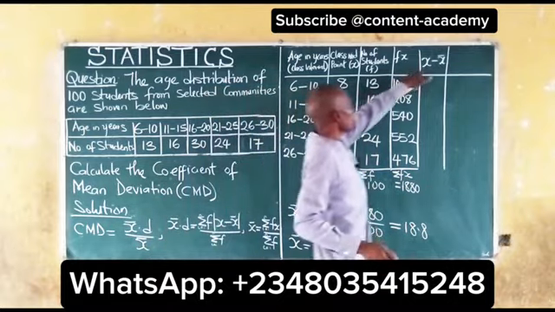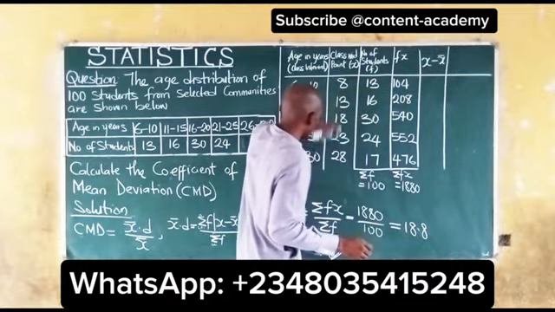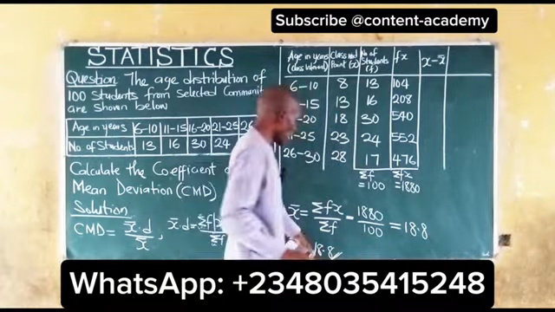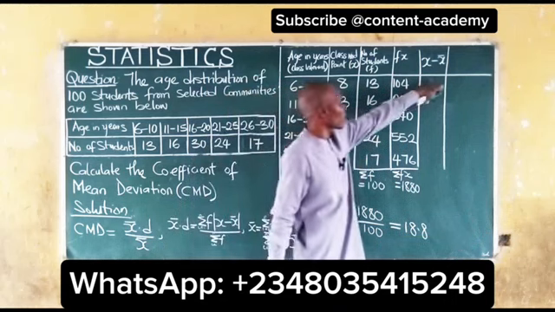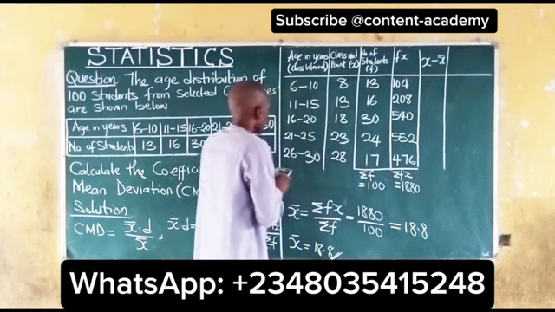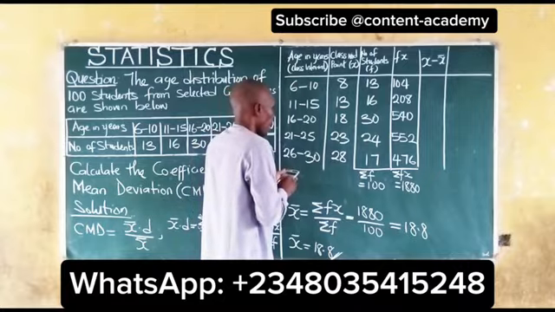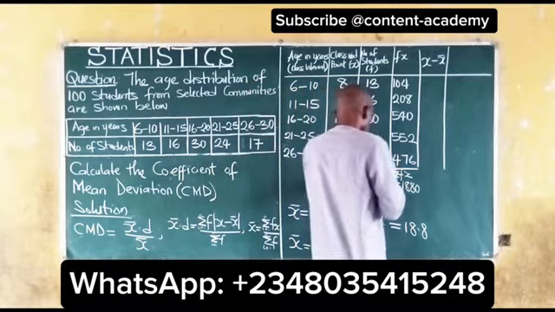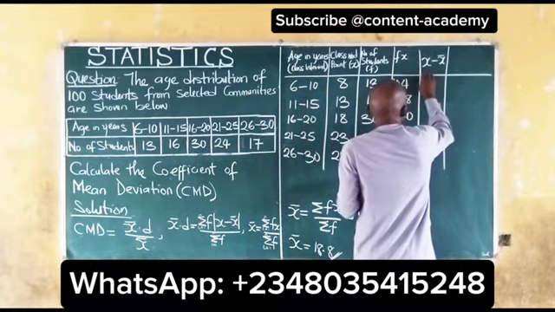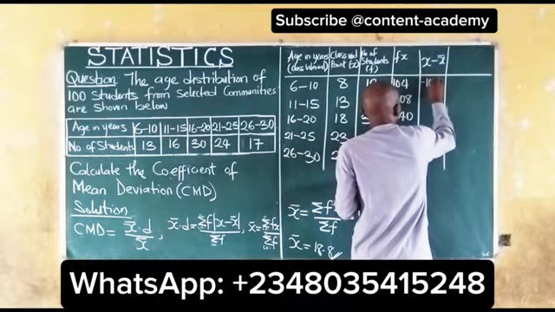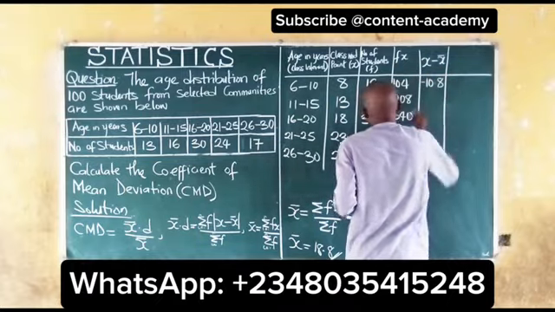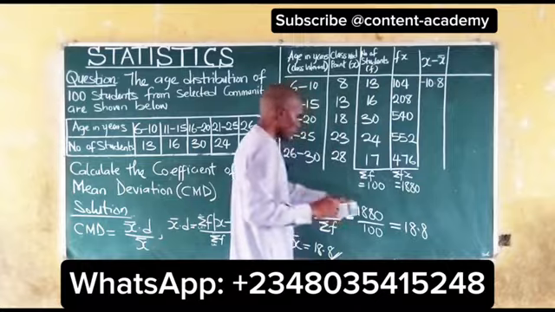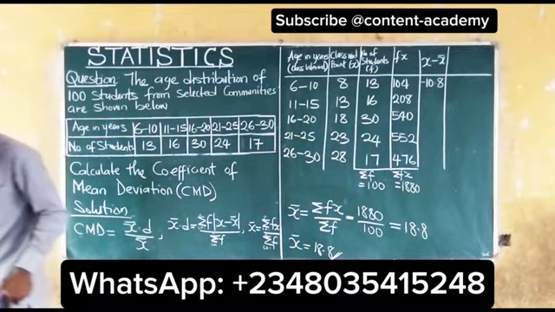Now, whatever we have as our x value, the whole of this x value, we use it to subtract 18.8 to get this value. So we have here 8 minus 18.8, we'll have negative 10.8. 13 minus 18.8.